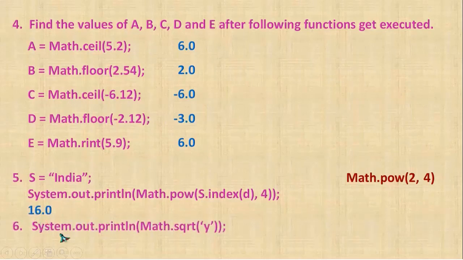The next we have Math.sqrt of 'y' in single quotation. Single quotation is character type. If it is small y, it will have 121 as its ASCII code. So we have to match with the ASCII code. The square root of 121 is 11. So the output will be 11.0.